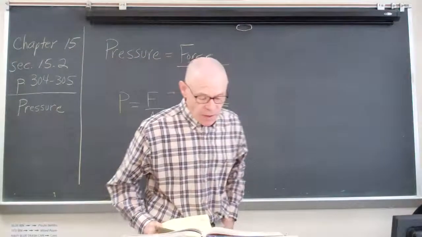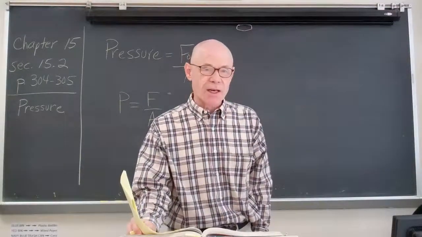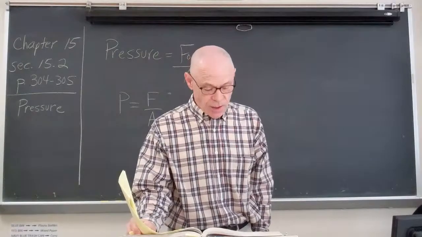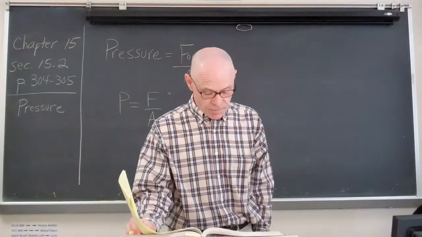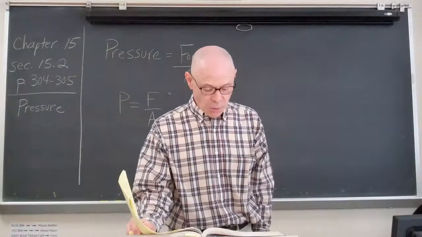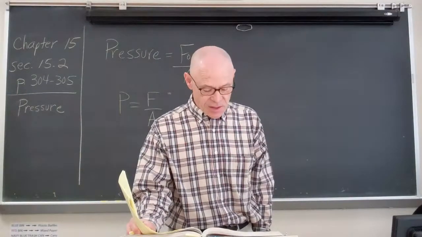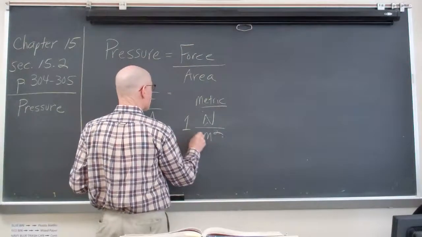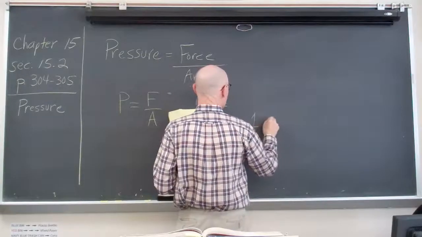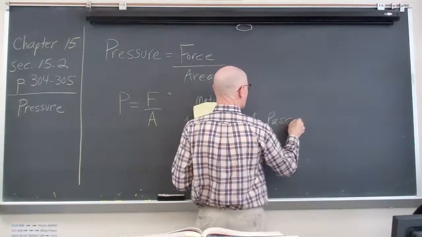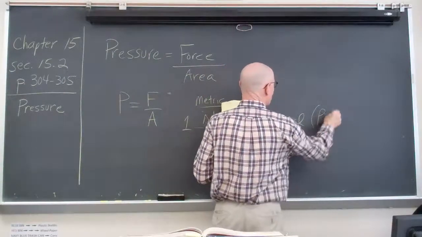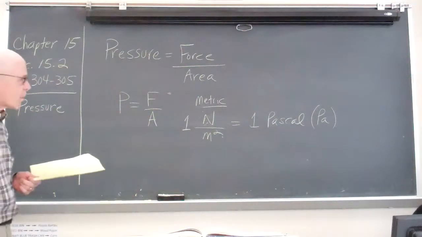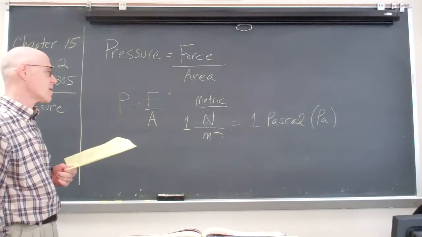Now we have another situation here where we have a unit named after a person. So if you'll take a look on page 304, it tells you that 1 Newton per square meter is equal to 1 Pascal. So 1 Newton per square meter is equal to 1 Pascal, which is commonly abbreviated as uppercase P, lowercase a.